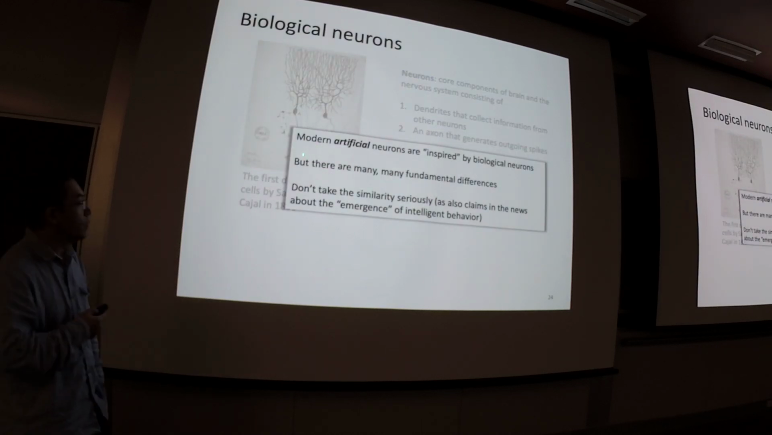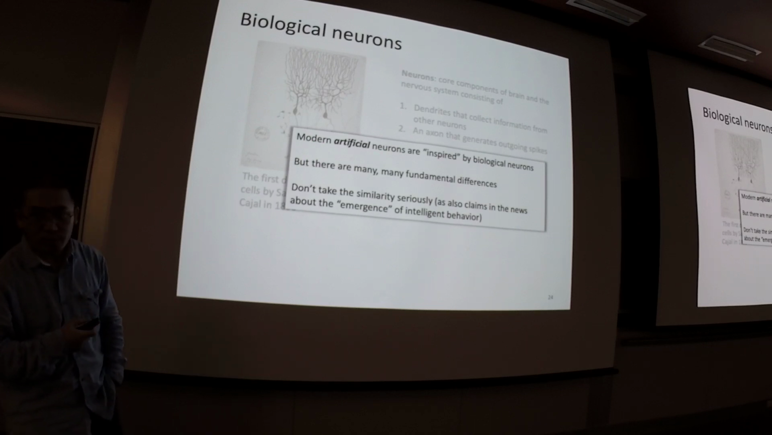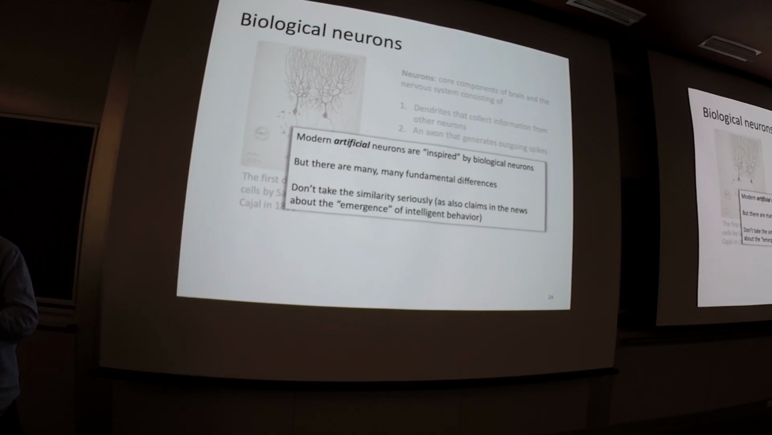But artificial neural networks are only inspired by it. You cannot say they are very similar, because artificial neurons have many fundamental differences from biological neurons. So serious researchers will never treat artificial neurons as a proxy for biological neurons. They're just inspired by biological neurons.